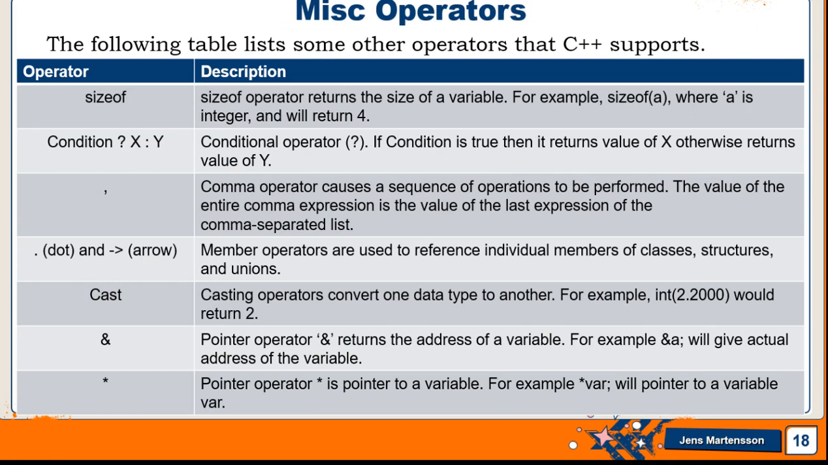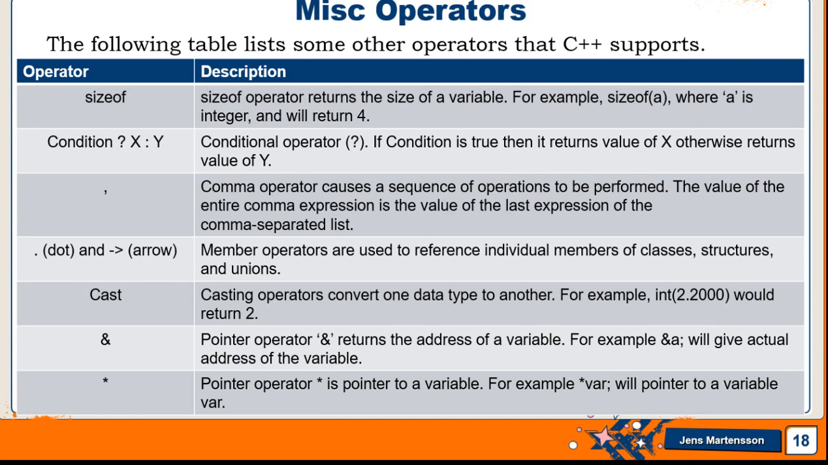So we have the sizeof operator, which returns the size of a variable. So if you want to know the size of a variable, we use that one. And then we have the condition operator: if the condition is true, then return the value of x, otherwise return the value of y. So we can use this one like an if else statement somewhere.